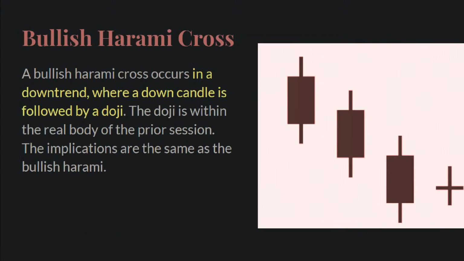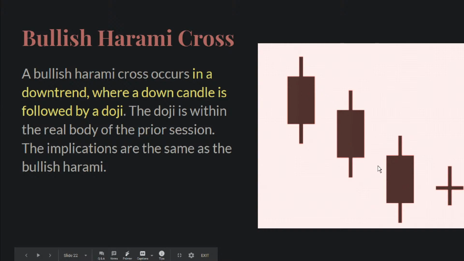Right? So bullish Harami cross. A bullish Harami cross occurs in a downtrend where a down candle is followed by a doji. This doji is within the real body of the prior session, and the implications are the same as a bullish Harami. So basically, we can flip this pattern around at the same time here.